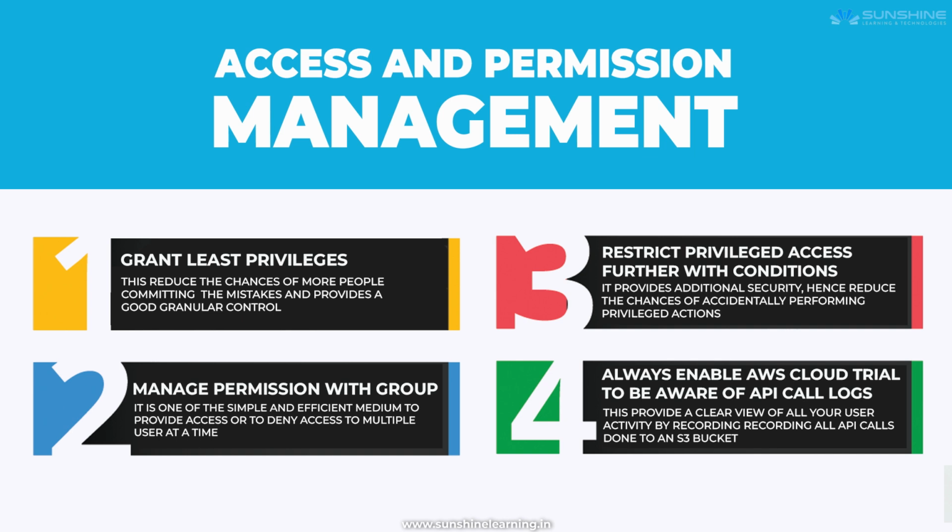So that's what it says. As a best practice, you should enable AWS CloudTrail to be aware of any kind of API call logs. If anyone is logging in from an application, or let's say if you do a social media integration with your AWS console, those call logs will also be reported in the CloudTrail.